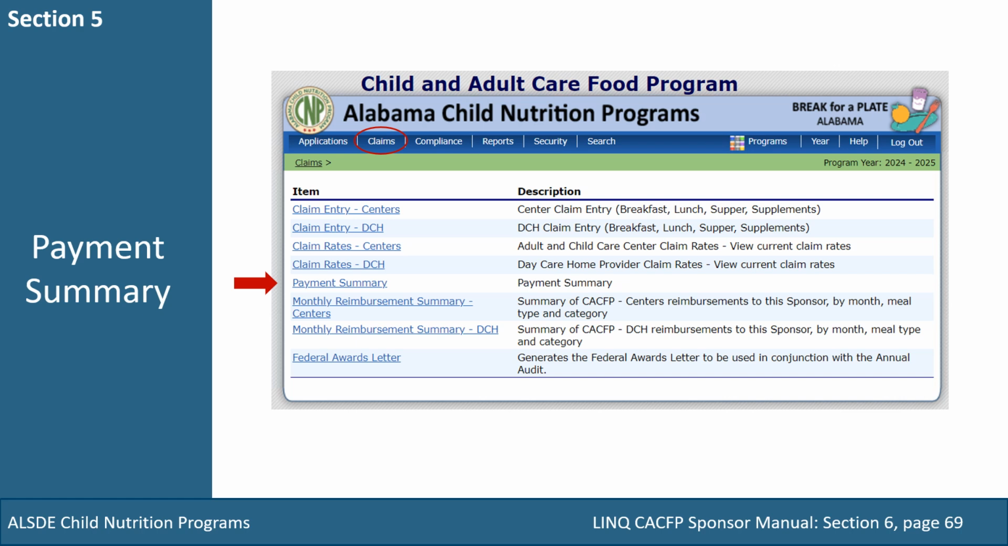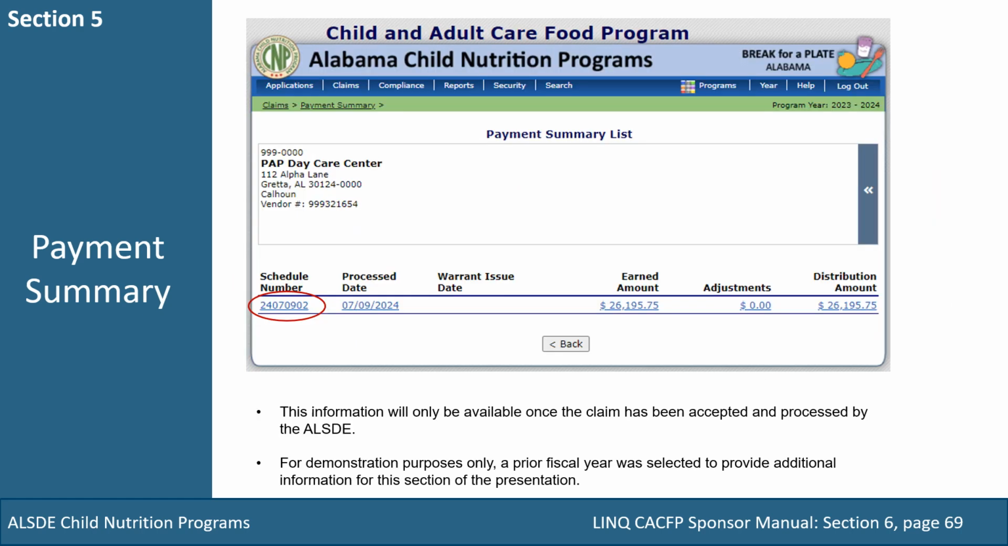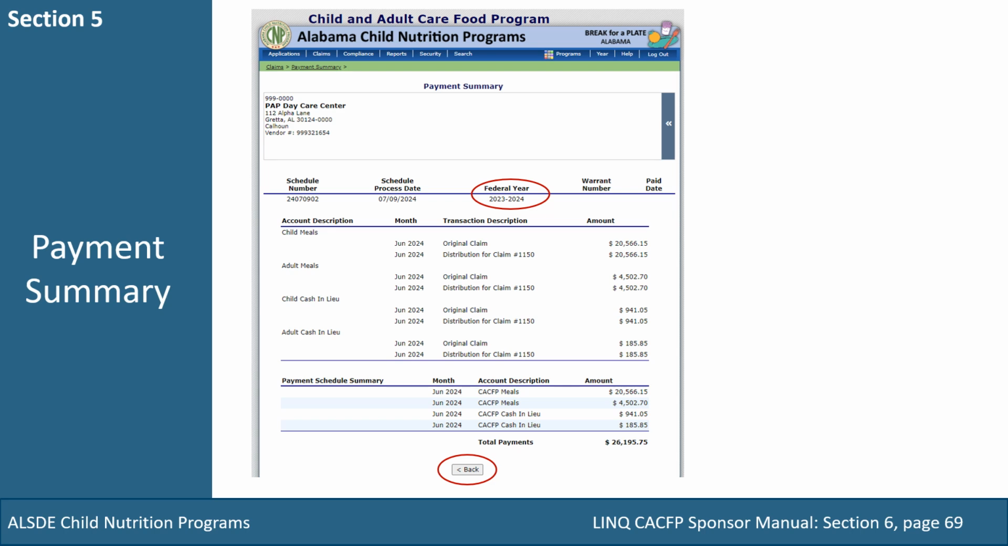After you click on Payment Summary, the Payment Summary List page should appear. This information will only be available once your submitted claim has been accepted and processed by our ALSDE accounting team. You will click on the schedule number to access the information. For demonstration purposes only, I have selected a prior fiscal year to provide a closer look into the payment summary details. On this summary detail, we have meals broken down for child and adult meals, child and adult cash in lieu. We see adult meals listed here because in 2023-2024, I had adult care centers in my program.